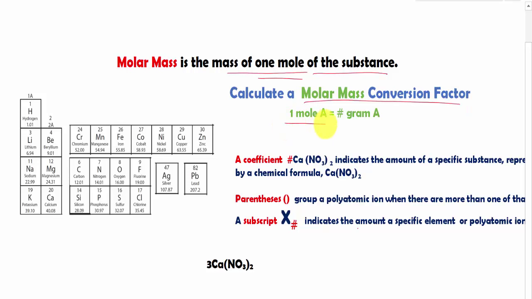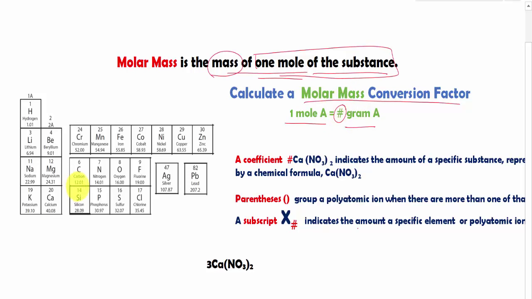Here I have 1 mole of a substance coming from this part right there. Then I have the number of mass, which is measured in grams. So I have 1 mole of A equal to the number of grams of A. But where do I get the number of grams from? And the beautiful part is that you can actually use the periodic table to get that number of grams.